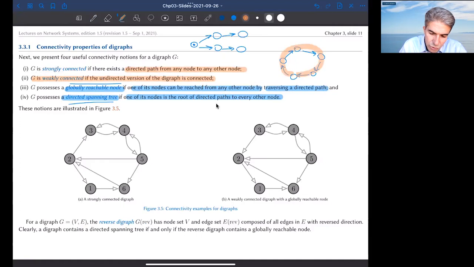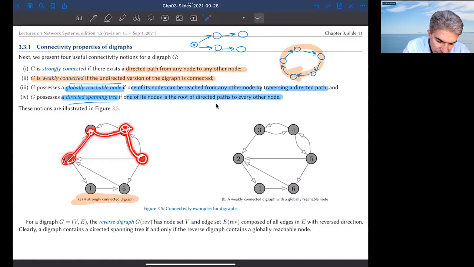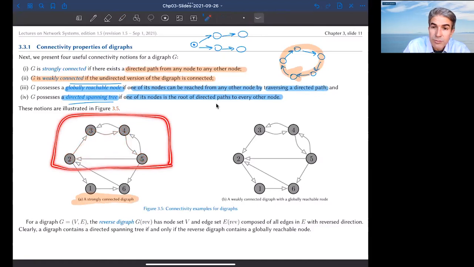Okay, so now let's look at an example. Well, this example was strongly connected. This example here, in figure 3.5, that's also strongly connected. Let's just check. From 2, I can go to 3. From 3, I can go to 4. From 4, I can go to 5. And from 4, I can go to 2. So even without looking at the rest, I know that all of these are reachable from any one of them to every one of the other ones.